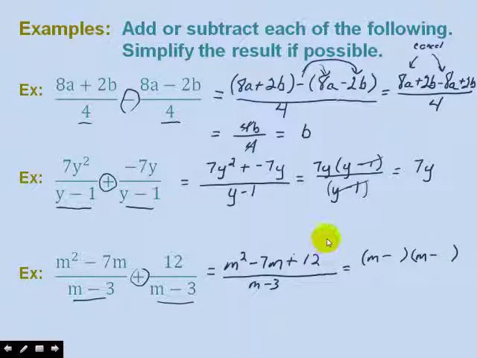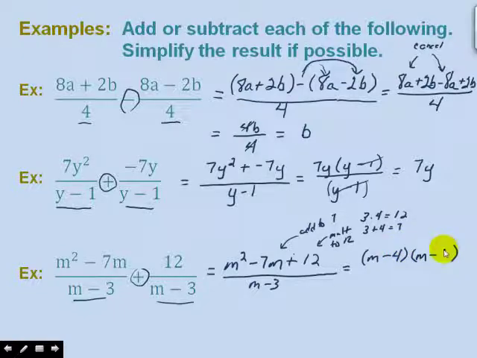So now we're looking for two numbers that multiply to 12 and add up to 7. So that would be 3 and 4, because 3 times 4 is equal to 12 and 3 plus 4 is equal to 7. And again, we're going to put the bigger of the two in our first binomial, so we'll have m minus 4 times m minus 3.